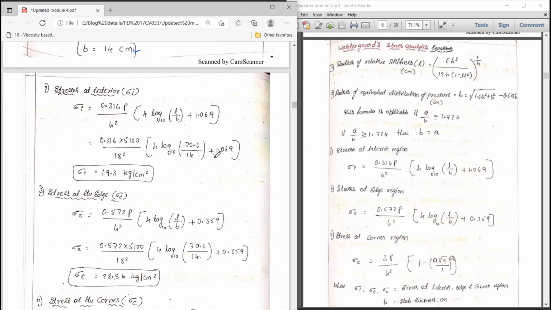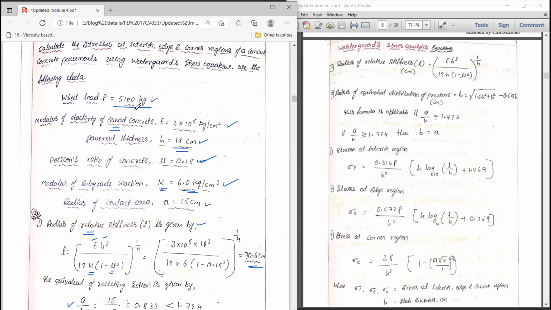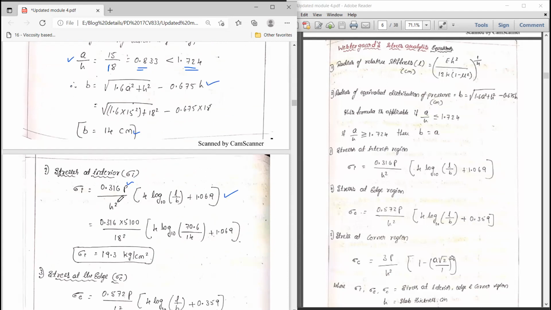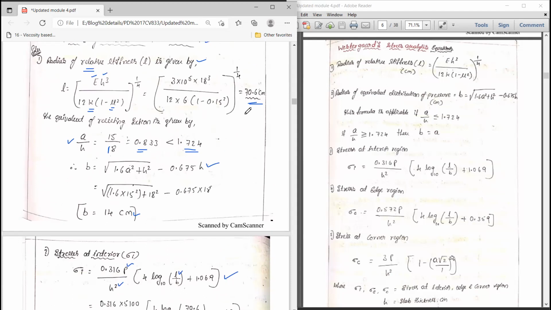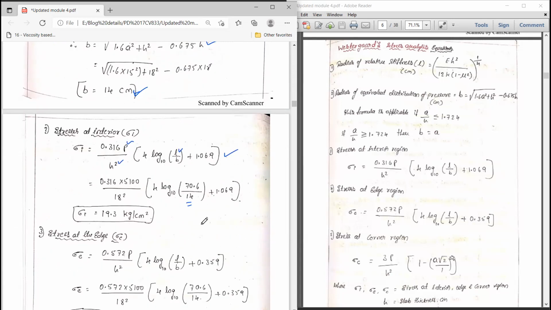See, I have written the same formula here. In this formula, all the data is available. P stands for applied load. So what is the applied load? 5100 kg. The remaining data is available. h is 18 centimeter, and l you calculated in the very first step as 70.6. The b value found in the previous step is equal to 14. So all the data is available; calculate the stress at the interior region.